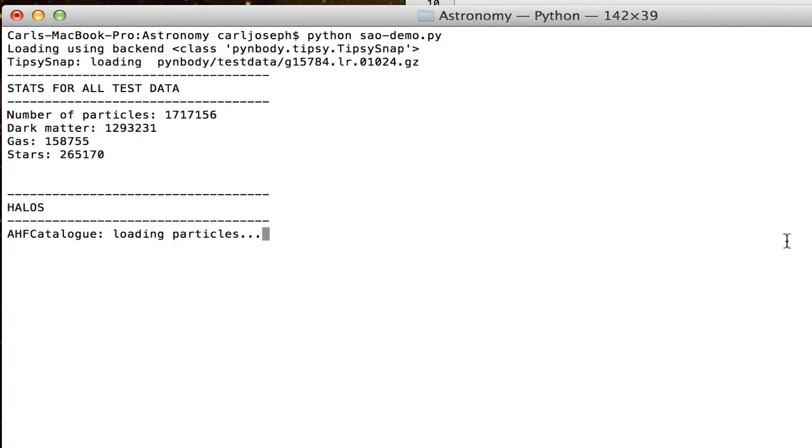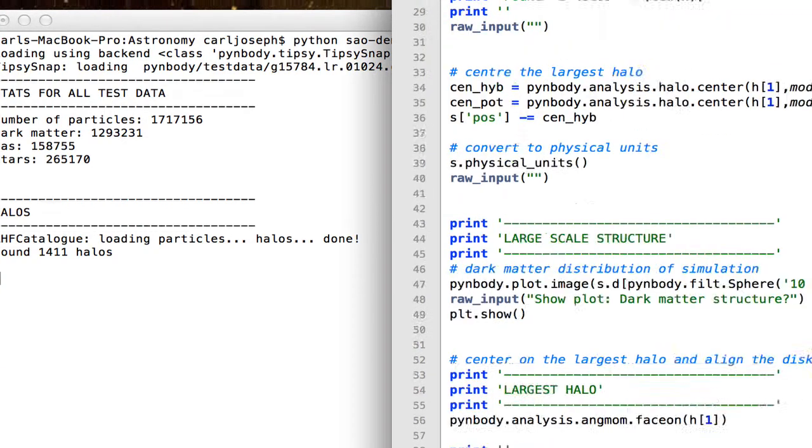Next thing we want to do is have a look at what they call halos. So halos are the larger clumps, or the larger denser areas of the simulation that end up coming out at the end. And here we found 1,400 of them. So these could be considered galaxies.